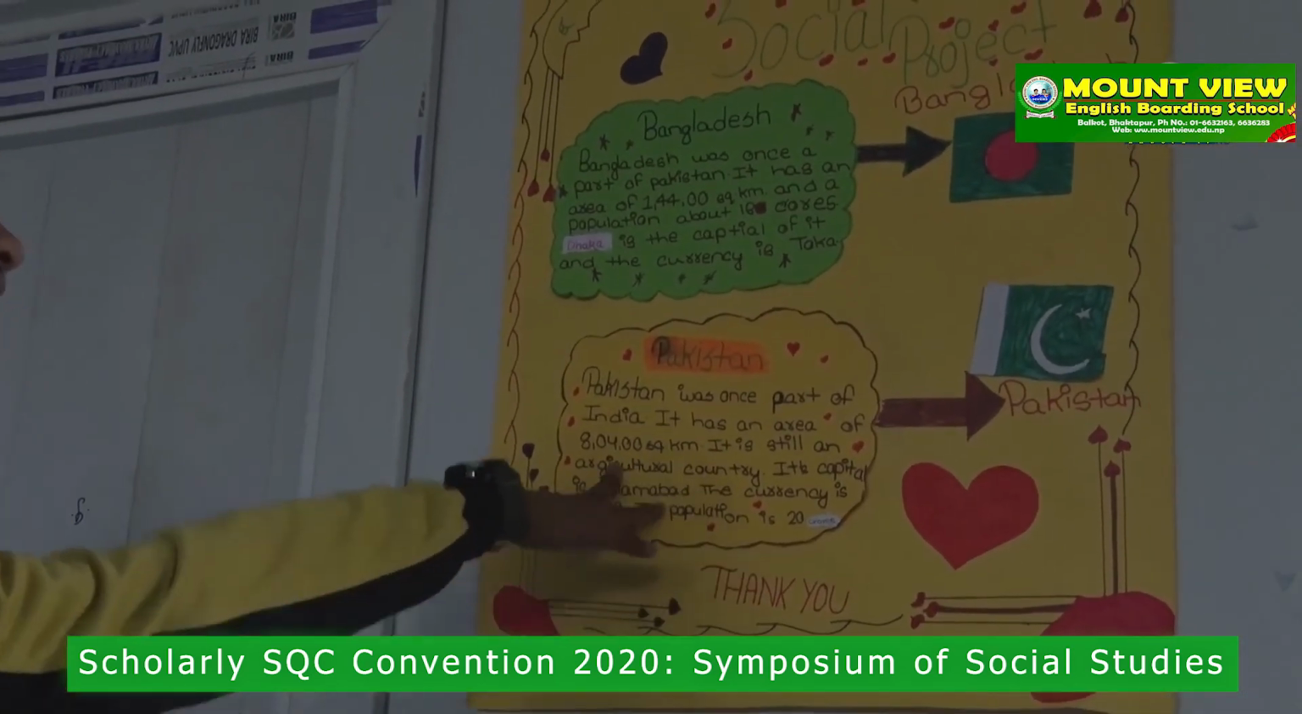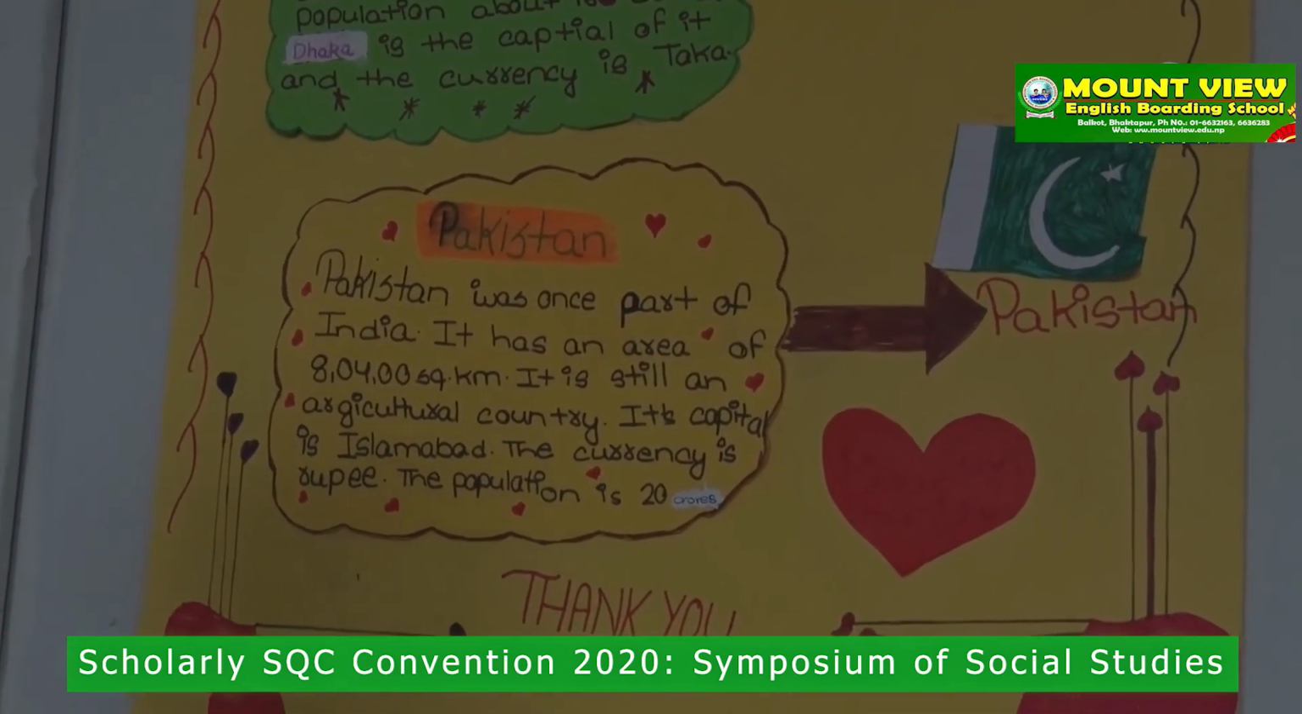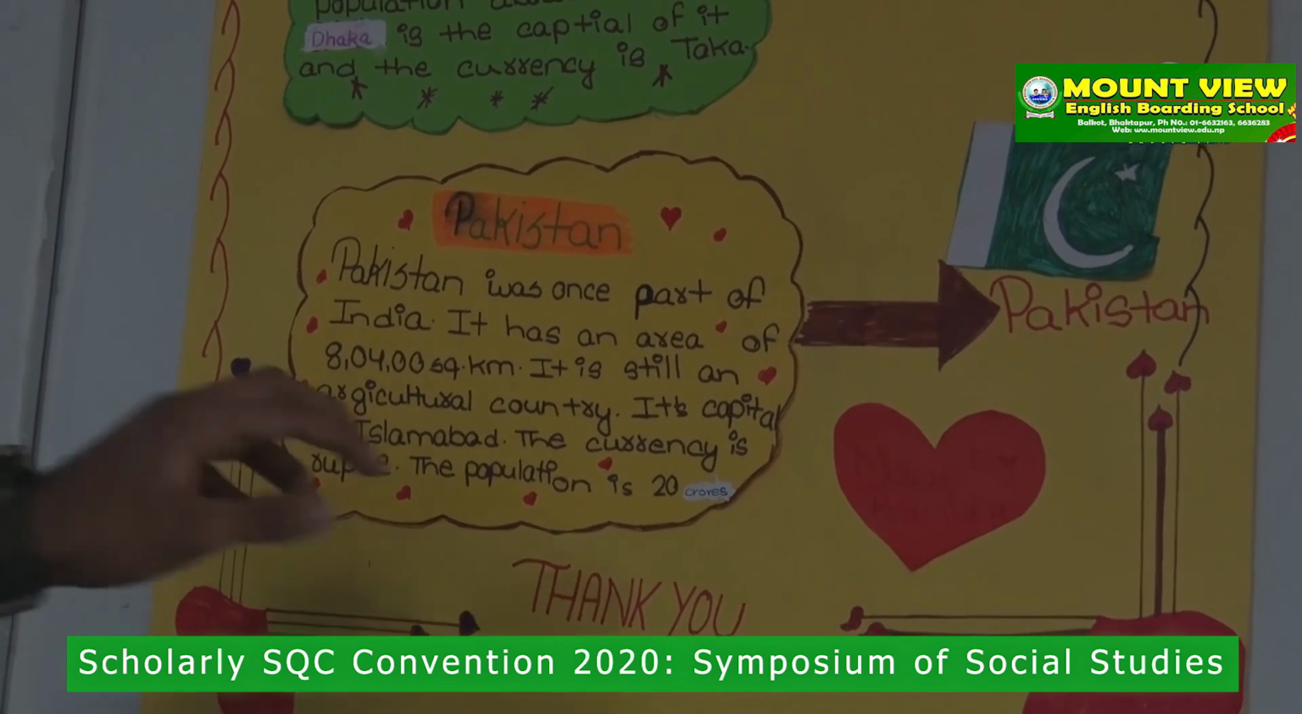Pakistan was a part of India. Its area is about 80,400 square kilometers. Its population is about 20 crores, and its capital is Islamabad.